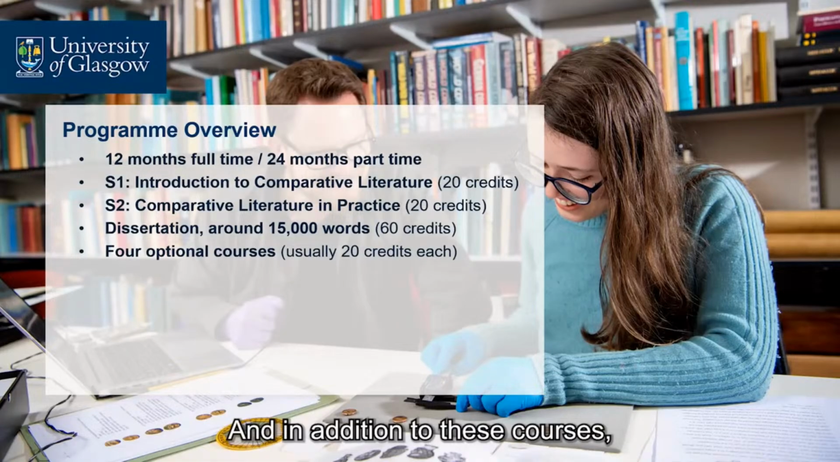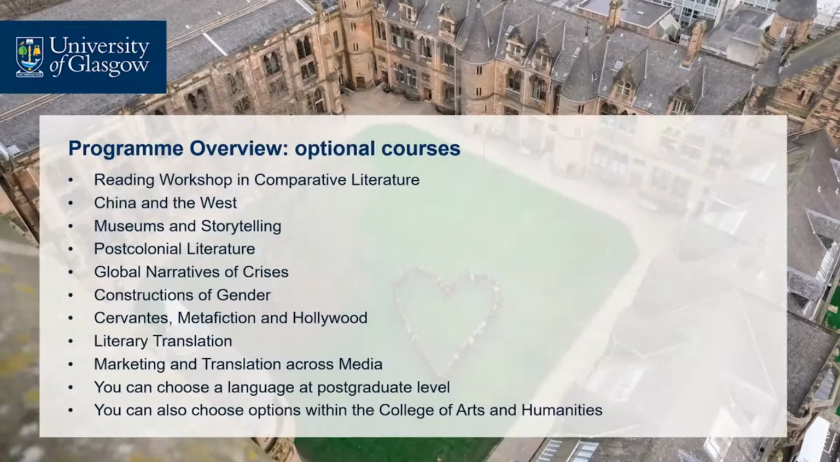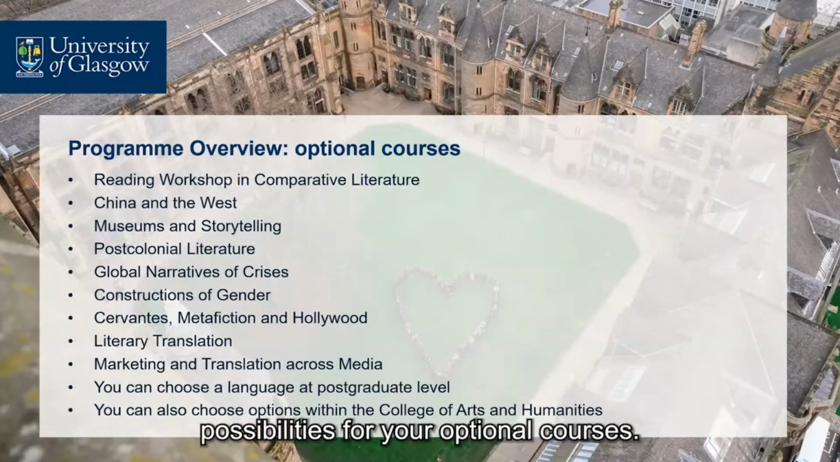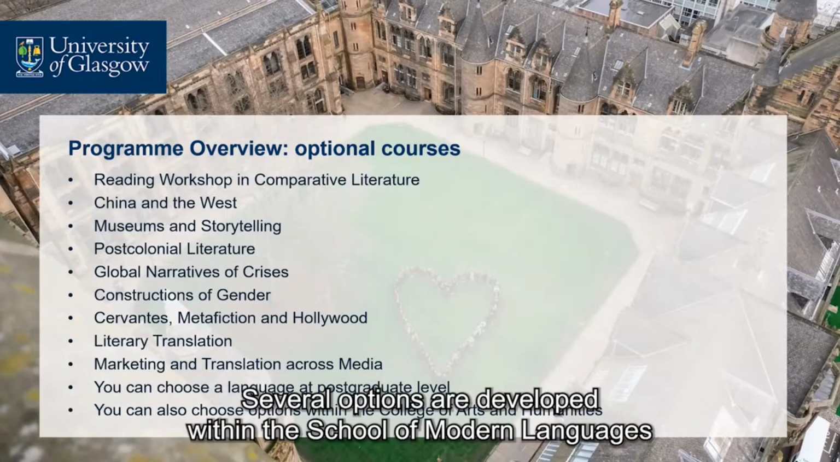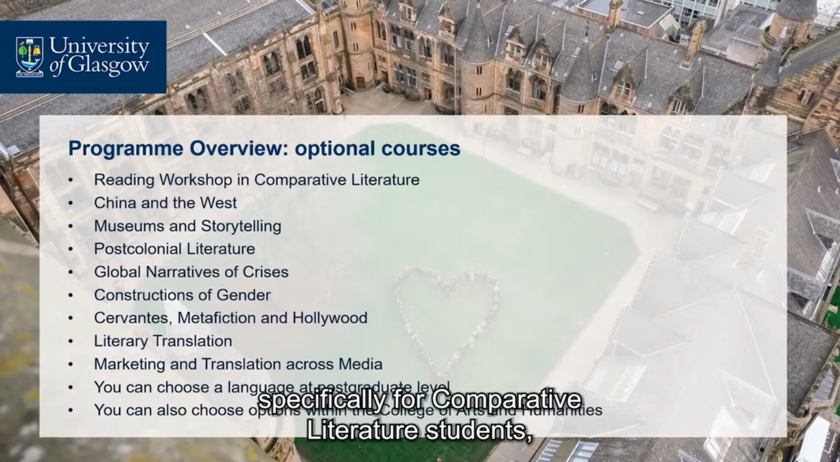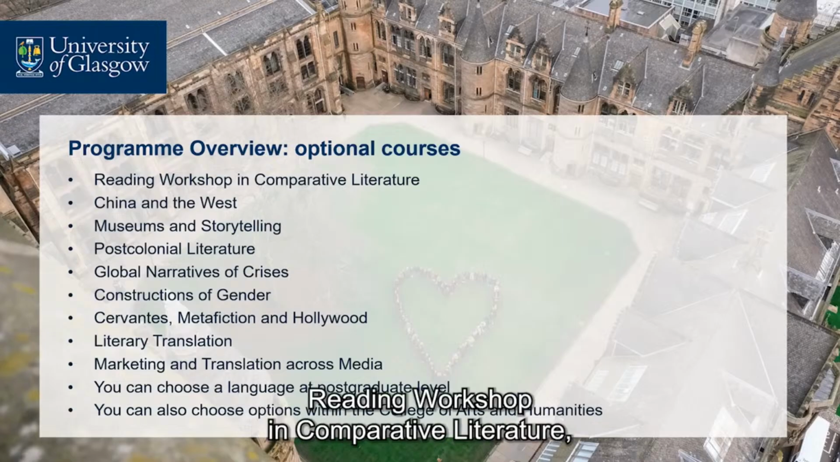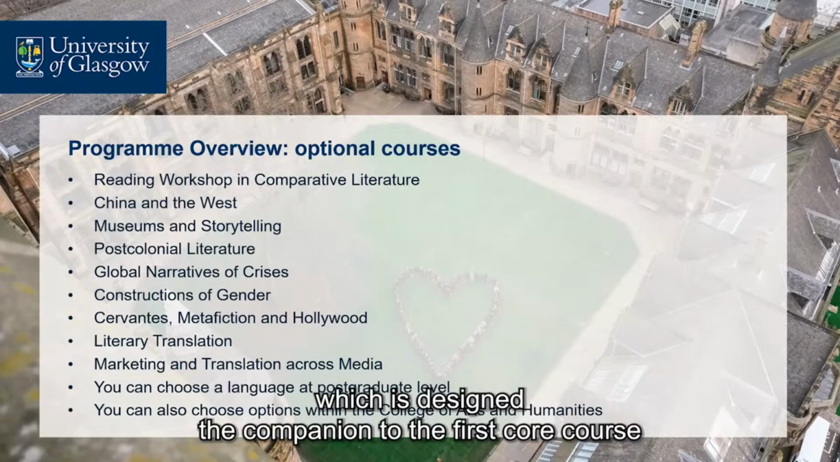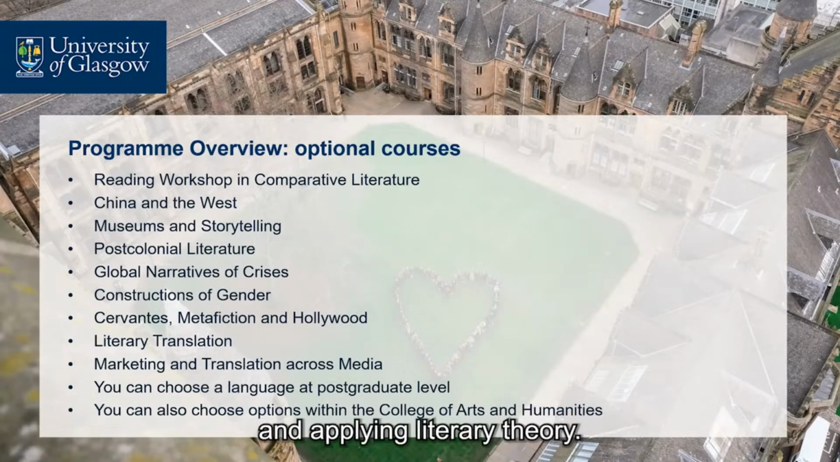And in addition to these courses, you will take 4 options, usually 20 credits each. These are some of the many possibilities for your optional courses. Several options are developed within the School of Modern Languages and Cultures specifically for comparative literature students, including our flagship course, Reading Workshop in Comparative Literature, which is designed as a companion to the first core course and will sharpen your skills in reading and applying literary theory.